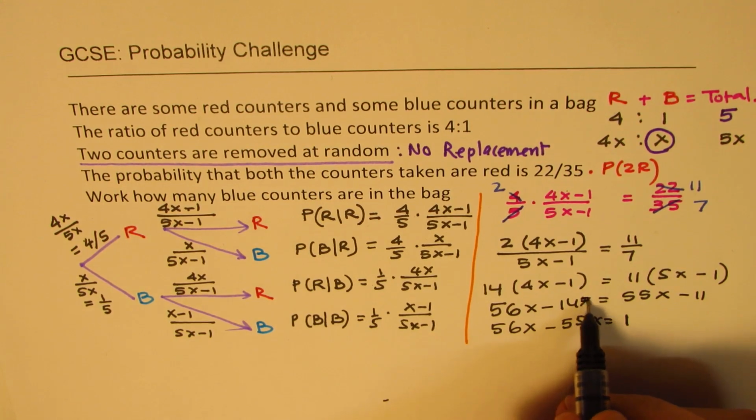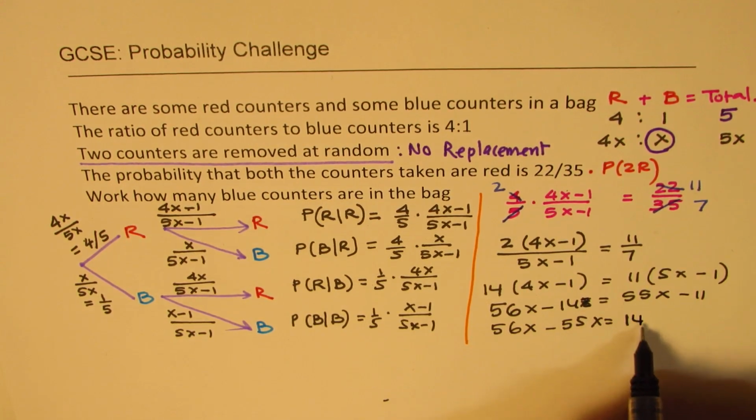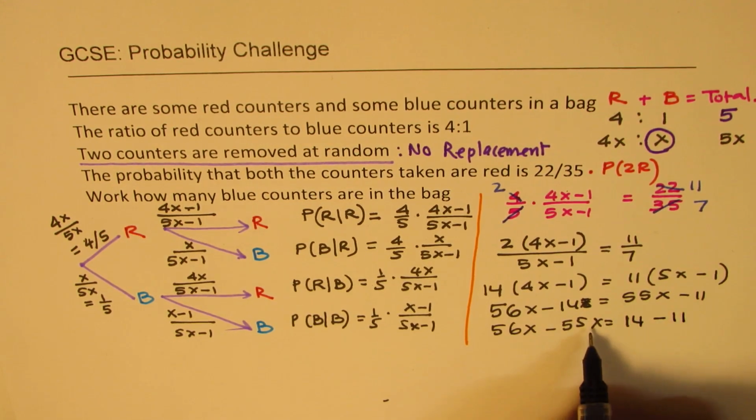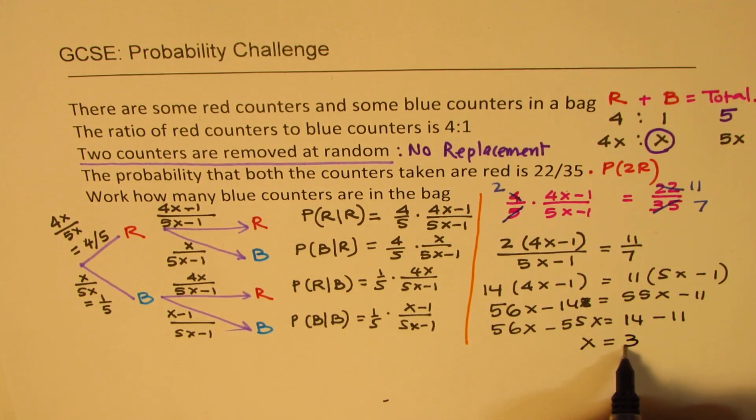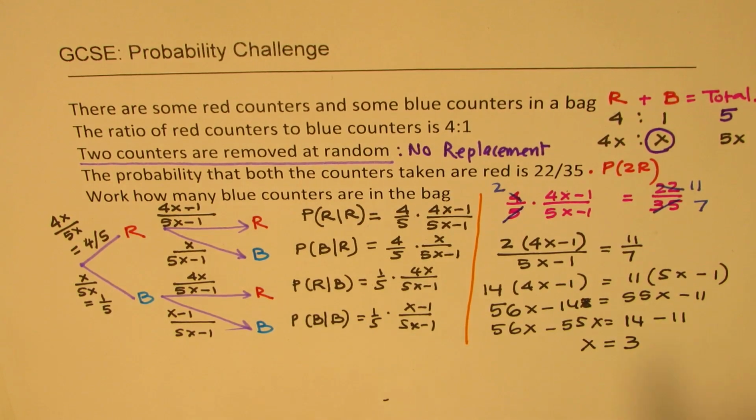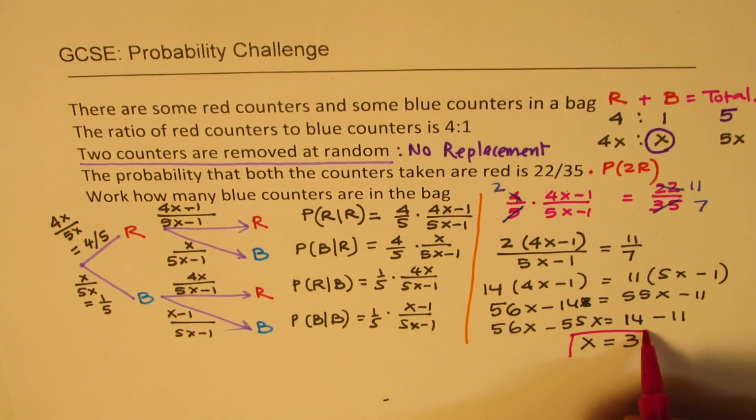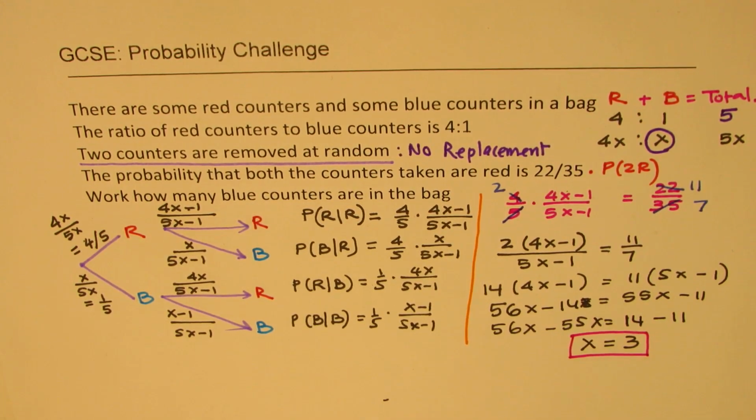Sorry, this is not x here. We'll take 14 on the right side. So 14 minus 11. So clearly that is x equals 14 minus 11, which is 3. Is that clear to you? See, without a calculator, we are easily able to solve this question, right?